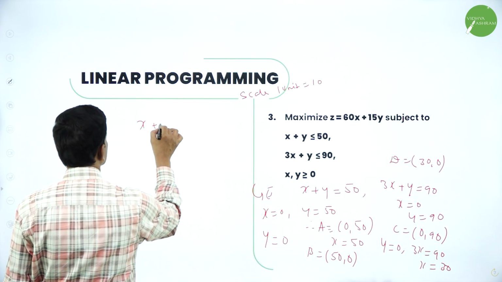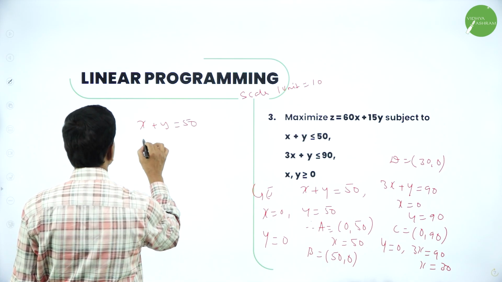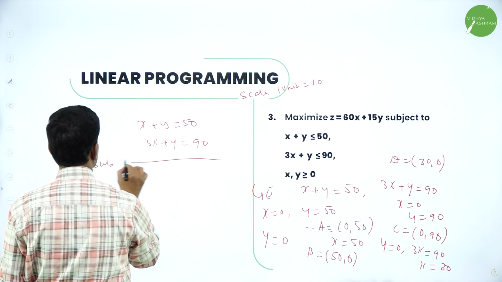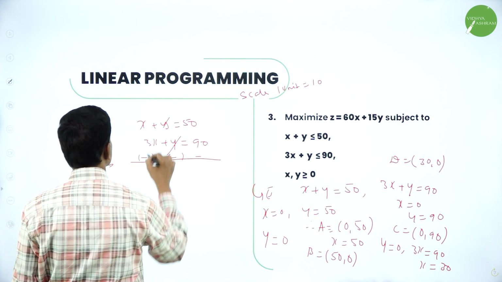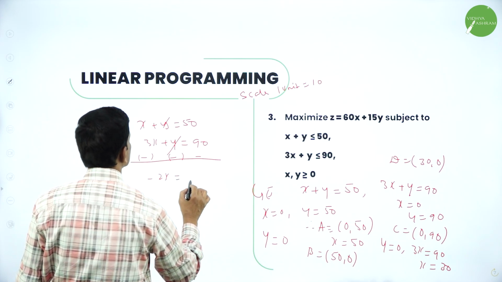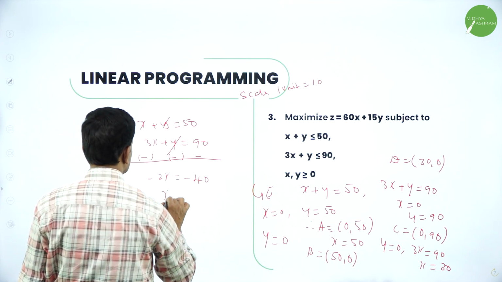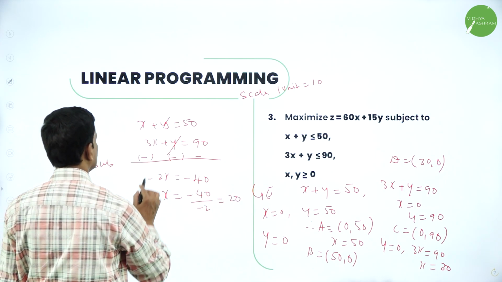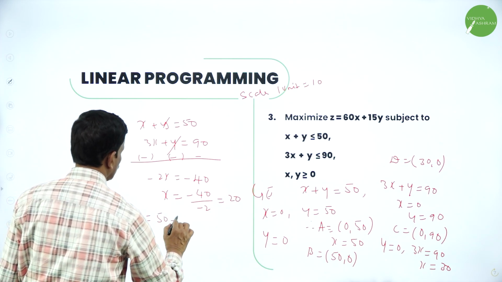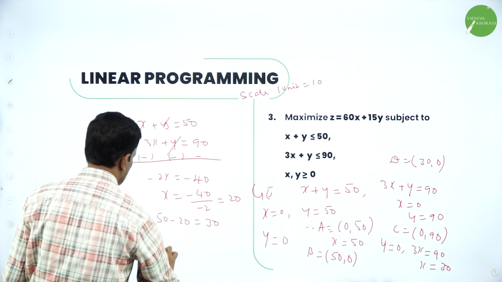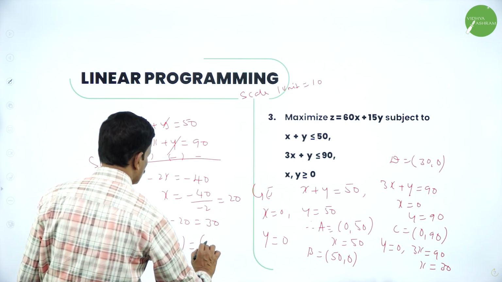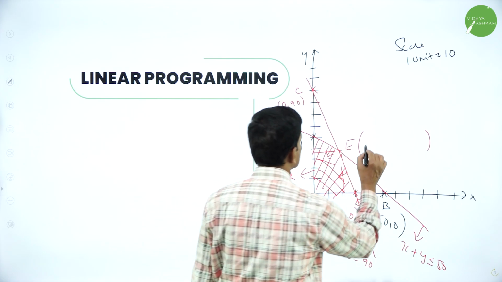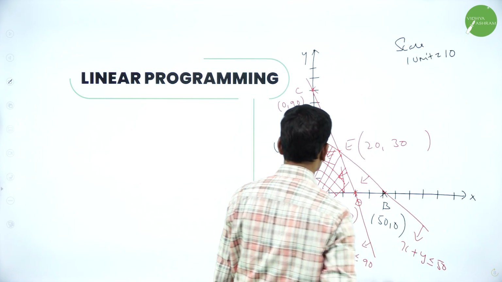Solving these two equations, x plus y is equal to 50, 3x plus y is equal to 90. Subtract. This becomes minus 2x is equal to minus 40. X is equal to minus 40 by minus 2, which is 20. X is equal to 20. Then y is equal to 50 minus 20, which is 30. The point (x, y) is equal to (20, 30). So here it is. This is (20, 30).